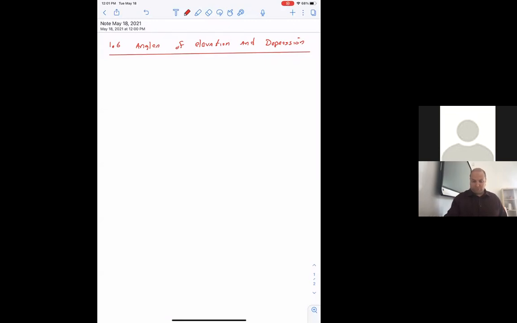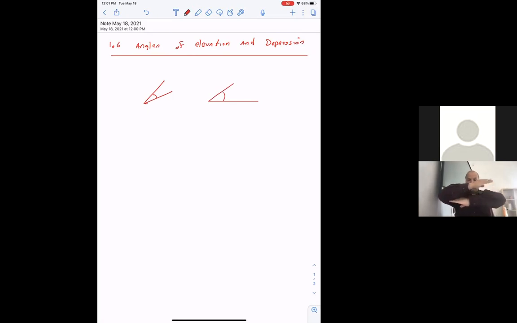So quite often when you are dealing with angles, you'll have something like this. That's an angle, perfectly valid angle. An angle of elevation always has one side horizontal and the other side lifted up. So from this angle here, one side's horizontal and you lift, you elevate. This is an angle of elevation.